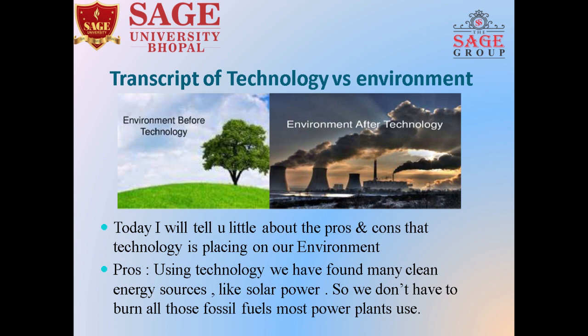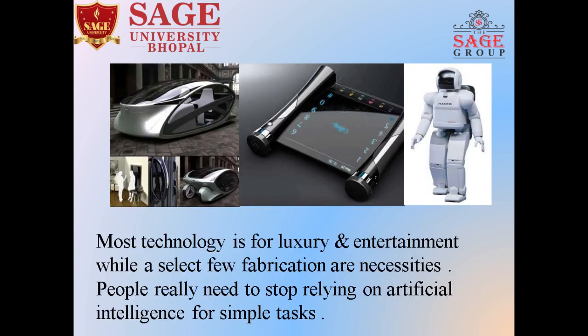Today, I will tell you a little about the pros and cons that technology is placing on our environment. Pros: using technology, we have found many clean energy sources like solar power, so we don't have to burn all those fossil fuels that most power plants use. That is a good impact. Most technology is for luxury and entertainment, while a select few fabrications are necessities. People really need to stop relying on artificial intelligence for simple tasks.